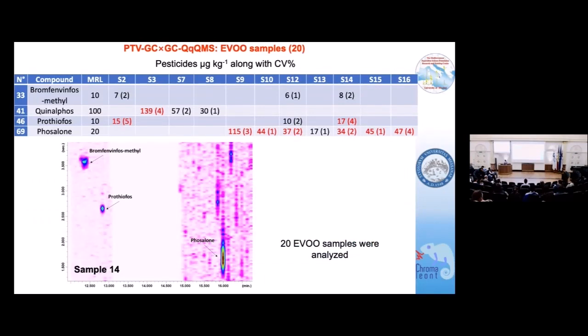A few results regarding the analysis of real samples. We analyzed 20 samples, and unfortunately, a few of them presented a level of pesticides higher than the maximum residual limits.